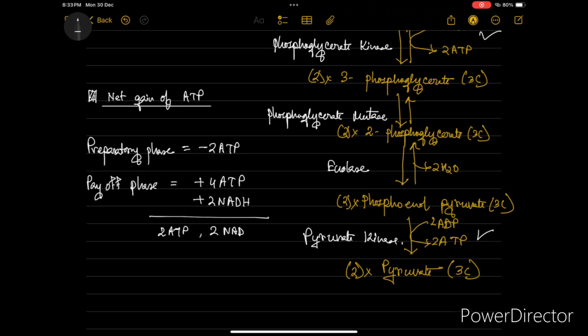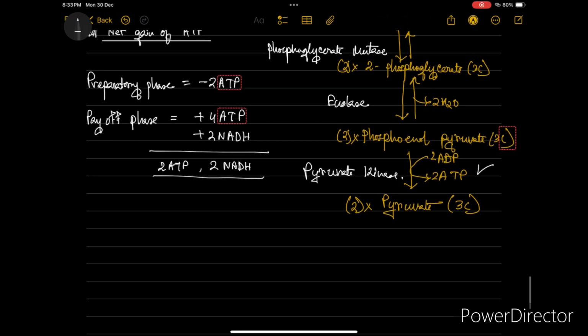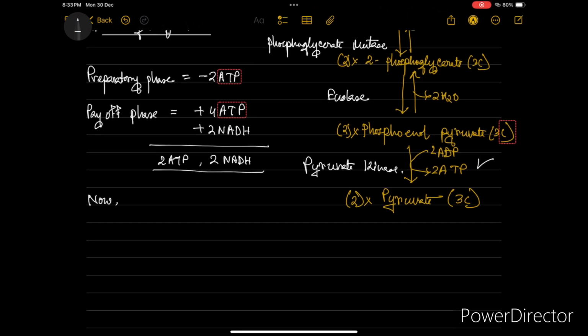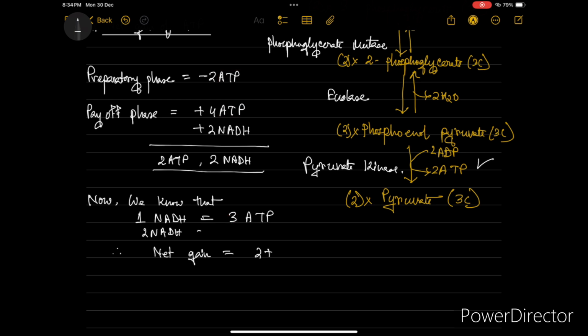direct gain of glycolysis. Now we all know that 1 NADH equals 3 ATP molecules. From the entire process of glycolysis we got 2 NADH molecules. So 2 NADH means there is production of 6 ATP, right? So the net gain of ATP from glycolysis is 6 plus 2, that is 8 ATP molecules. So the direct gain of ATP from glycolysis is 8 molecules of ATP, and the indirect gain is 2 ATP and the 2 NADH molecules.